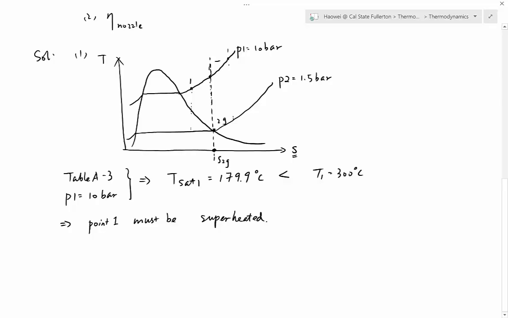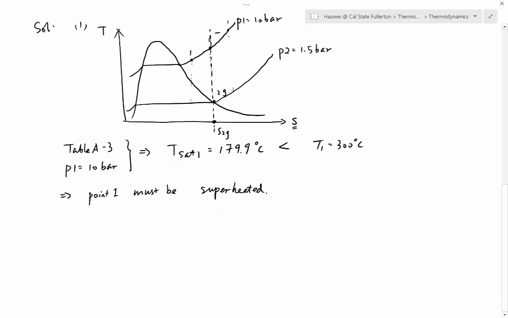Okay, so let's start from S1. How do we look for S1? Before you look for a property, you first have to identify the phase. And what is the phase of number 1? Superheated. So in order to look for S1, you have to go to table A4.